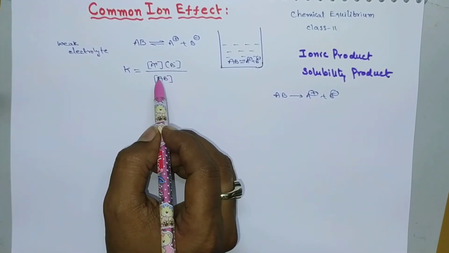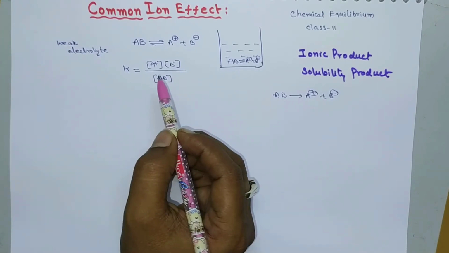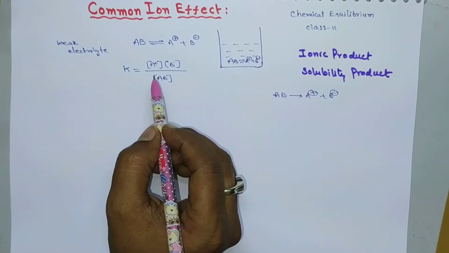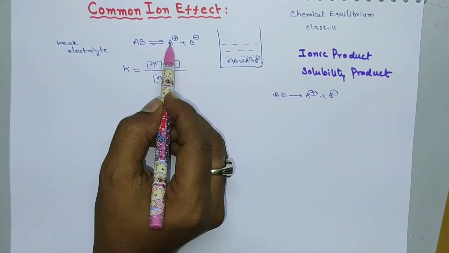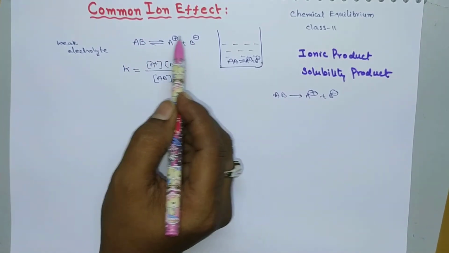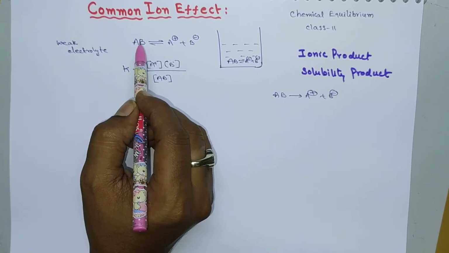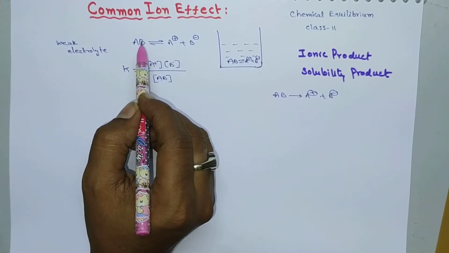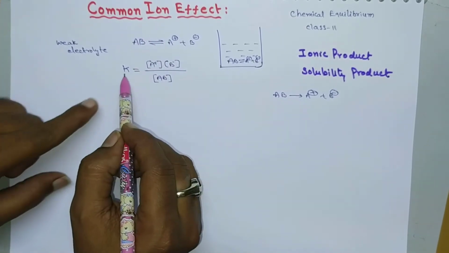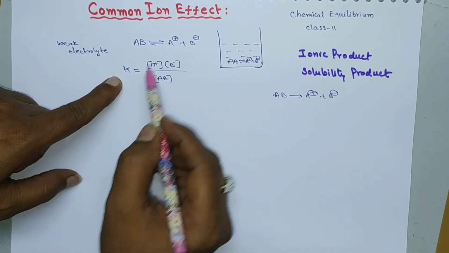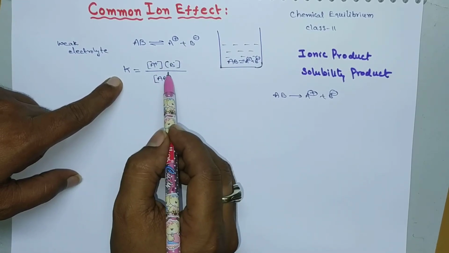So here what is law of mass action? The rate of reaction is directly proportional to active masses of reactants. Here this is an equilibrium reaction, that's why both forward reaction and backward reaction take place. So the rate of reaction depends upon the active masses, that is concentrations of reactants. So by applying law of mass action we get K equal to this one.